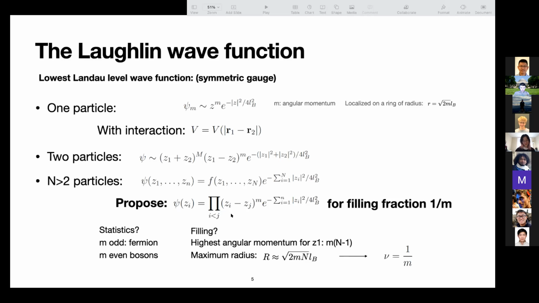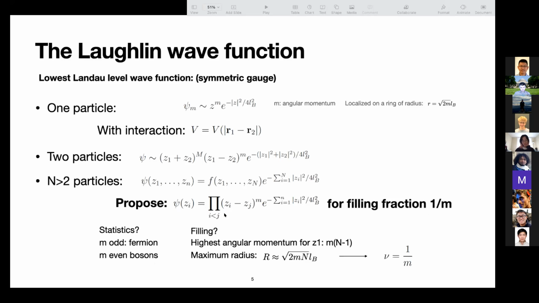So indeed, if m is odd, this wave function describes fermionic systems. If m is even, that's a wave function for a bosonic system. But how about the filling? How do we know the filling fraction is 1 over m?